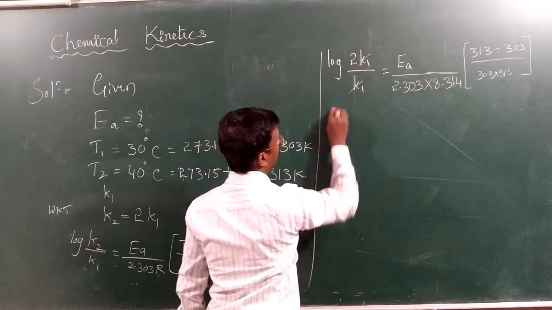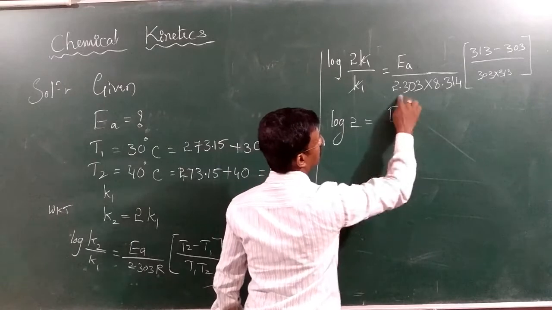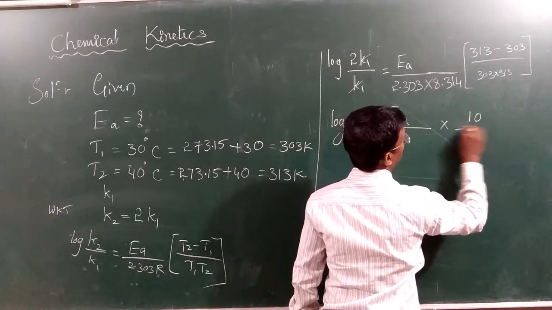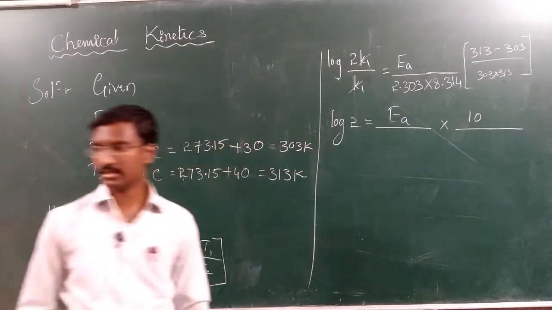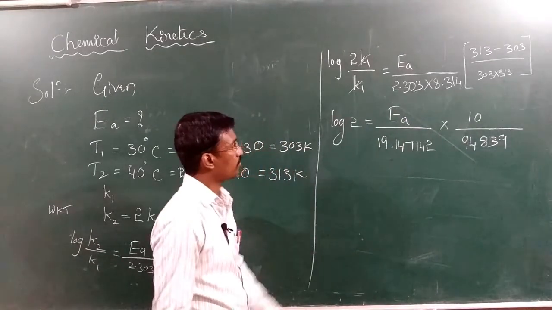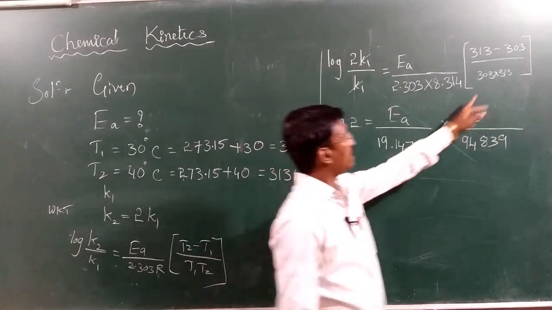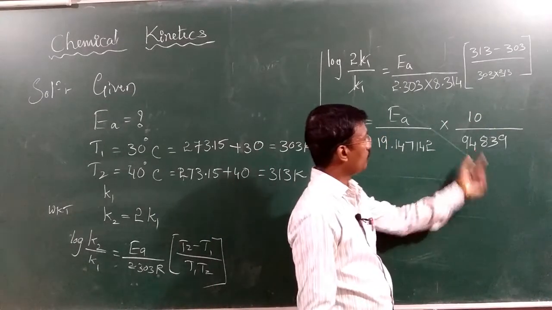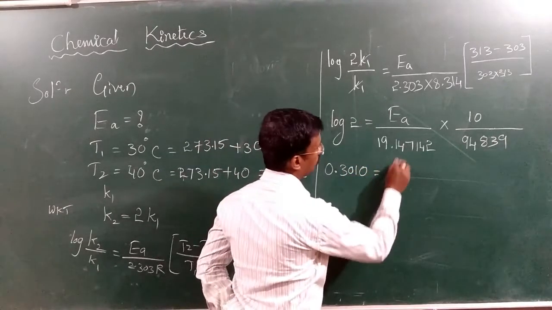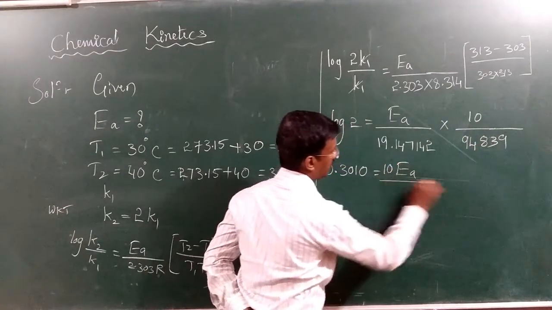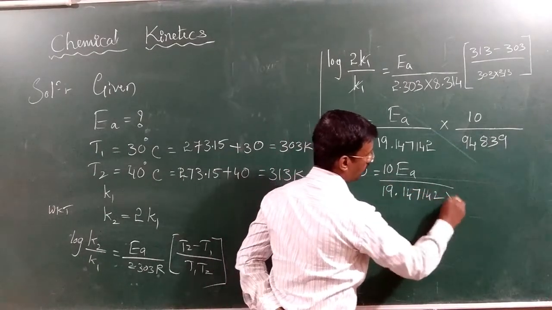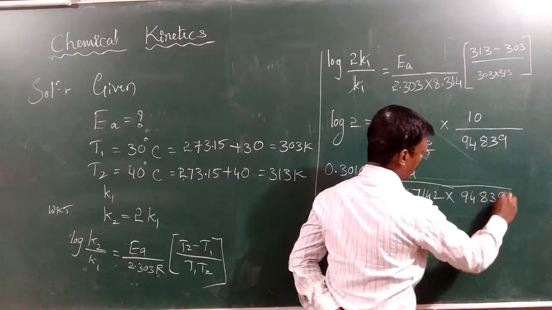Here K1 cancels, remaining is log 2 equal to Ea as it is, multiplied by 10 divided by the multiple of these two. The multiple of 2.303 and 8.314 is 19.147142, and the multiple of 303 into 313 is 94,839. So here log 2 value is 0.3010, a constant value, equal to 10 Ea divided by 19.147142 into 94,839. We need to calculate the Ea value.